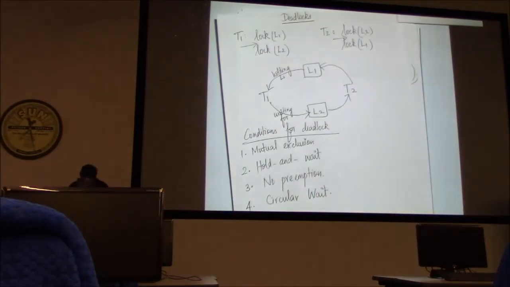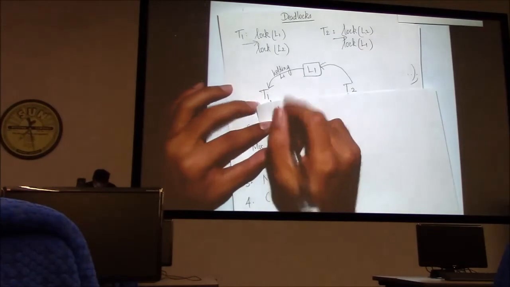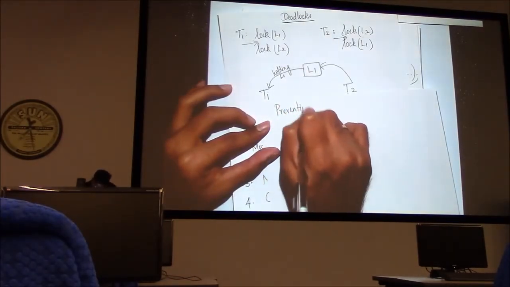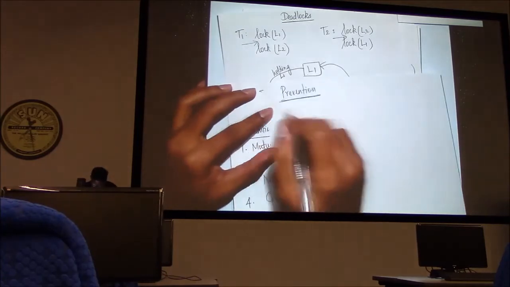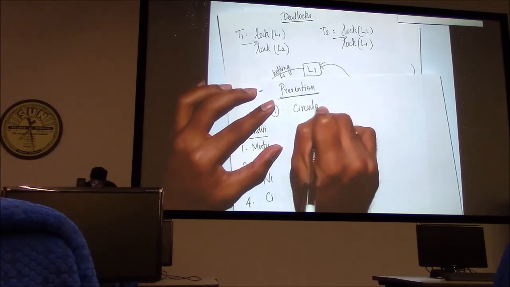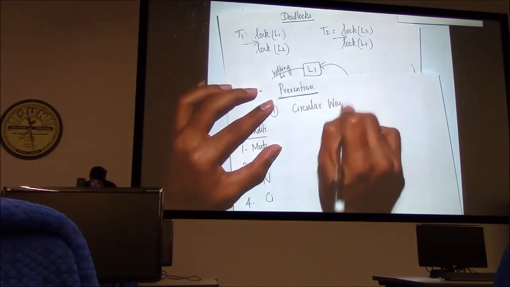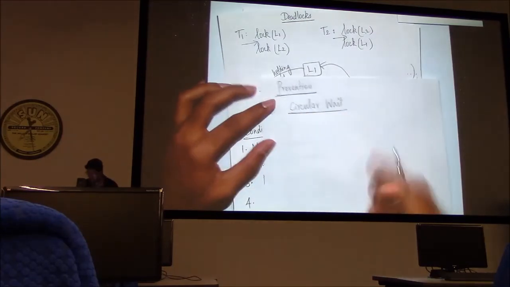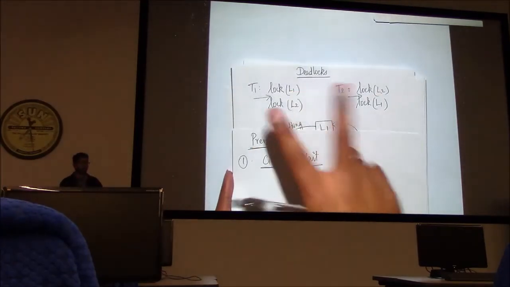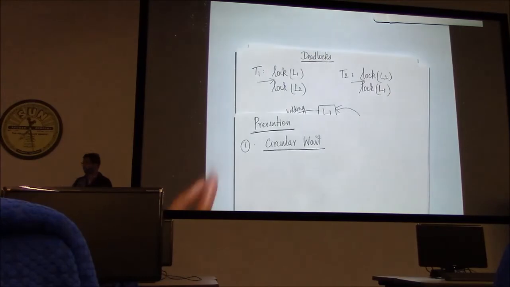All these things are prevention techniques for deadlocks. So the first thing is, can we prevent the circular wait from happening? How can we prevent the circular wait from happening? You can again assume the same scenario, where there are two threads and both of them need two locks.